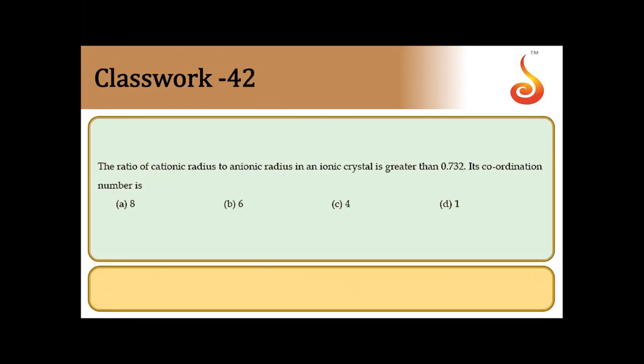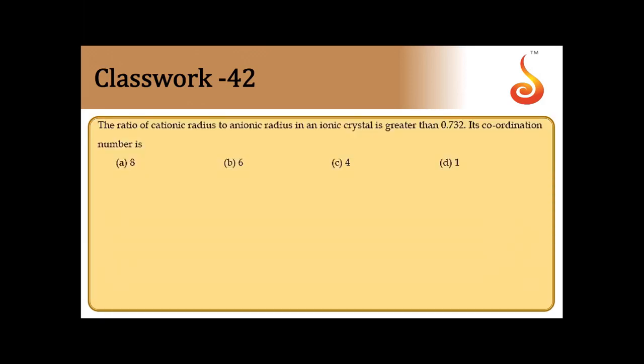42. The ratio of cation radius to anion radius in an ionic crystal is greater than 0.732. Its coordination number is? So the radius ratio is given to us and they are asking for the coordination number. A ratio of 0.732 to 1 is a property of coordination number 8. The answer is 8, that is A.